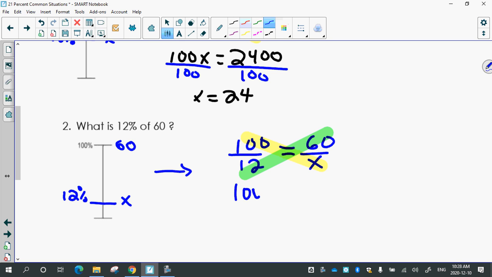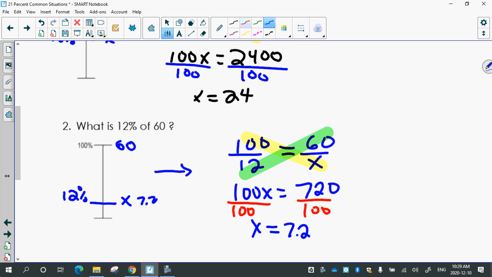100 times x is 100x. 12 times 60 is 720. Okay? So then that's going to give us x as 7.2. Okay? So that, which makes sense. 60 is way up here, 7.2 is way down there. So therefore 7.2 is 12% of 60.